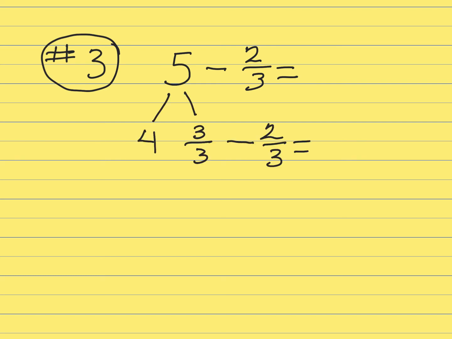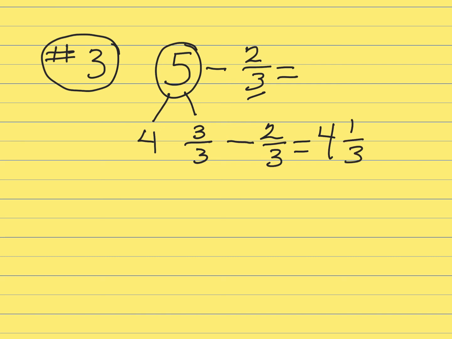So my first thing I do is my number bond. I take this number, this 5, and I have 4 and then 3/3. I use thirds because thirds is my unit over here. Then I have 4, so I have nothing to take away. 3/3 take away 2/3 equals 1/3.